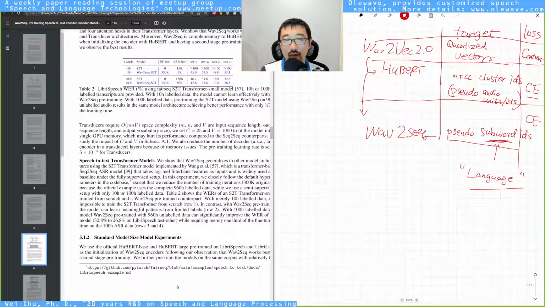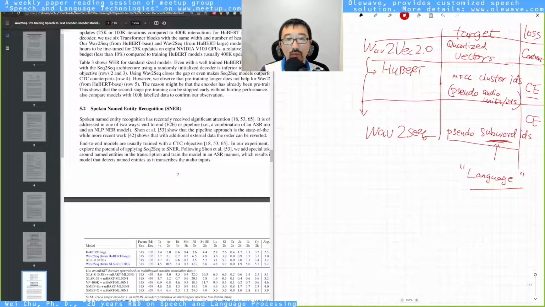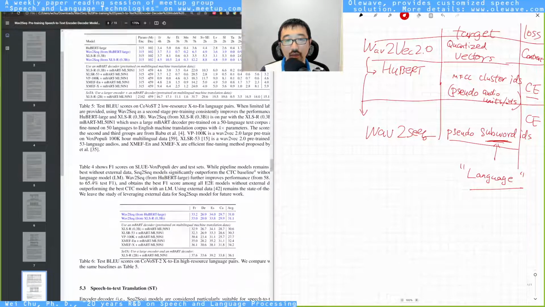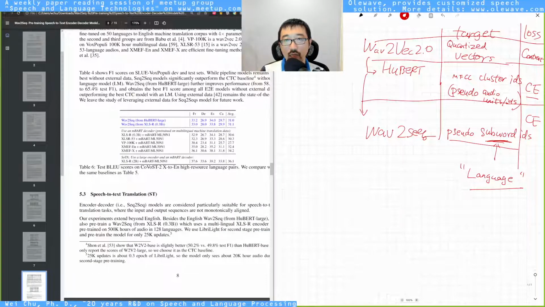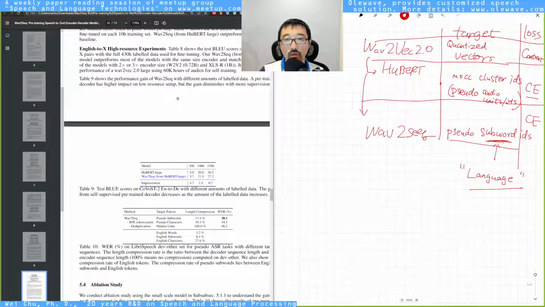Also, they tried to use the speech embedding they learned for other speech-related tasks. For instance, one task they did was spoken named entity recognition, and it's better. They also tried speech-to-text translation. It's like when I speak in English in audio, what's the translated text in French? That's better.